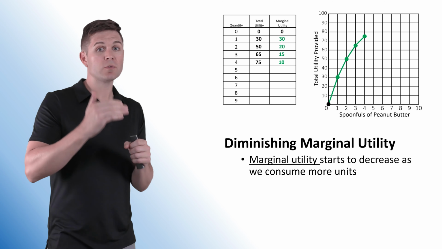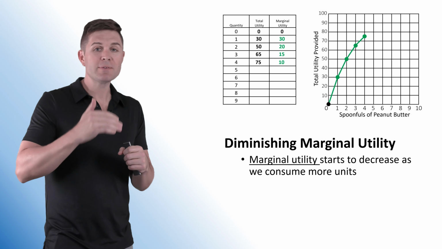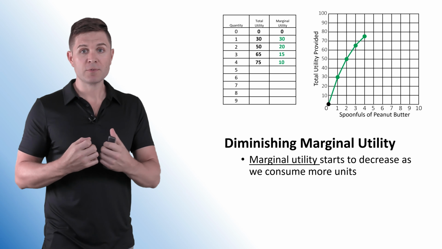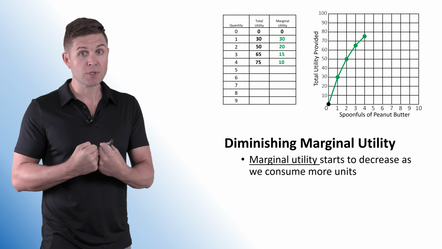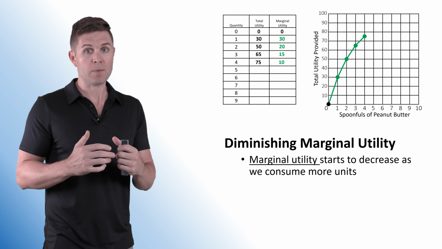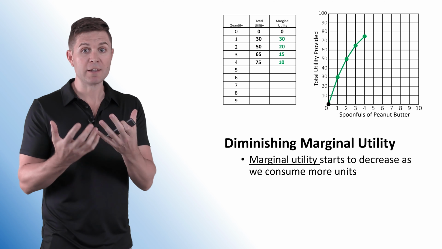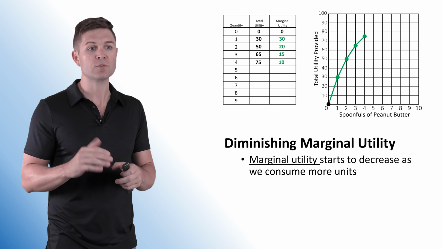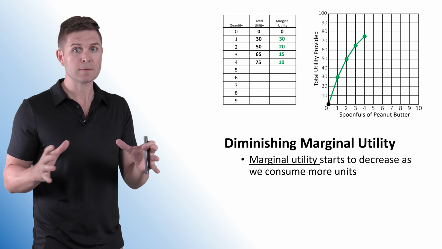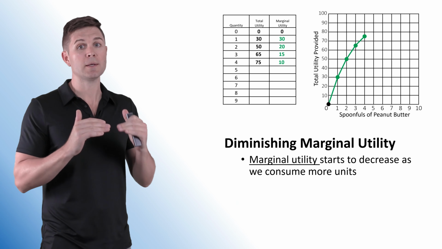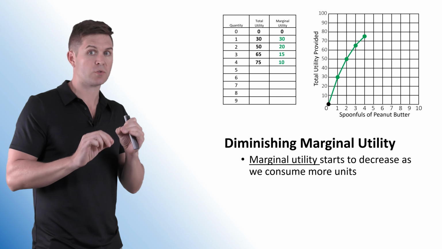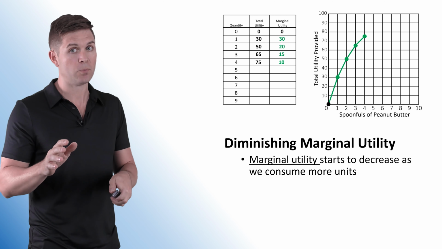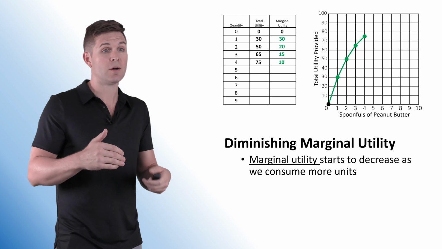We're noticing a trend here as I eat more and more peanut butter, that the amount of satisfaction I get from the consumption of it starts to go down. I'm still getting satisfaction. I'm still getting utility. It's just less and less each bite that I take. So that's what diminishing marginal utility is. It's the decrease in marginal utility as I consume more and more. Eventually it starts to go negative at some point. But I really like peanut butter, so we'll see how long it's going to take.